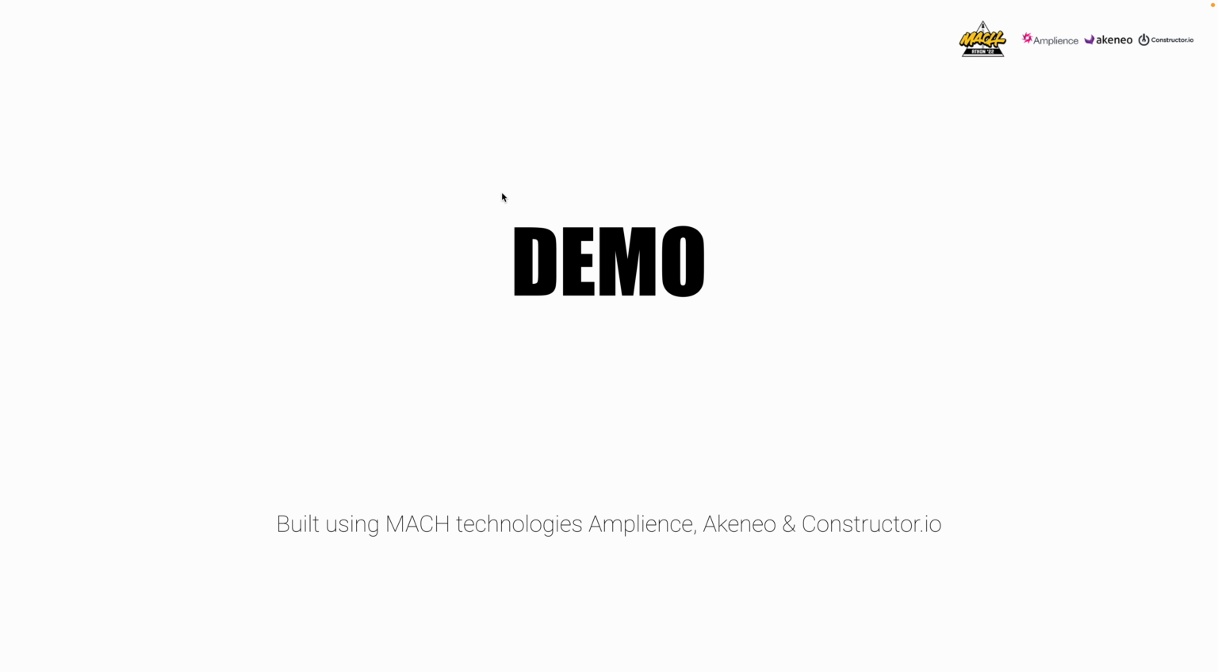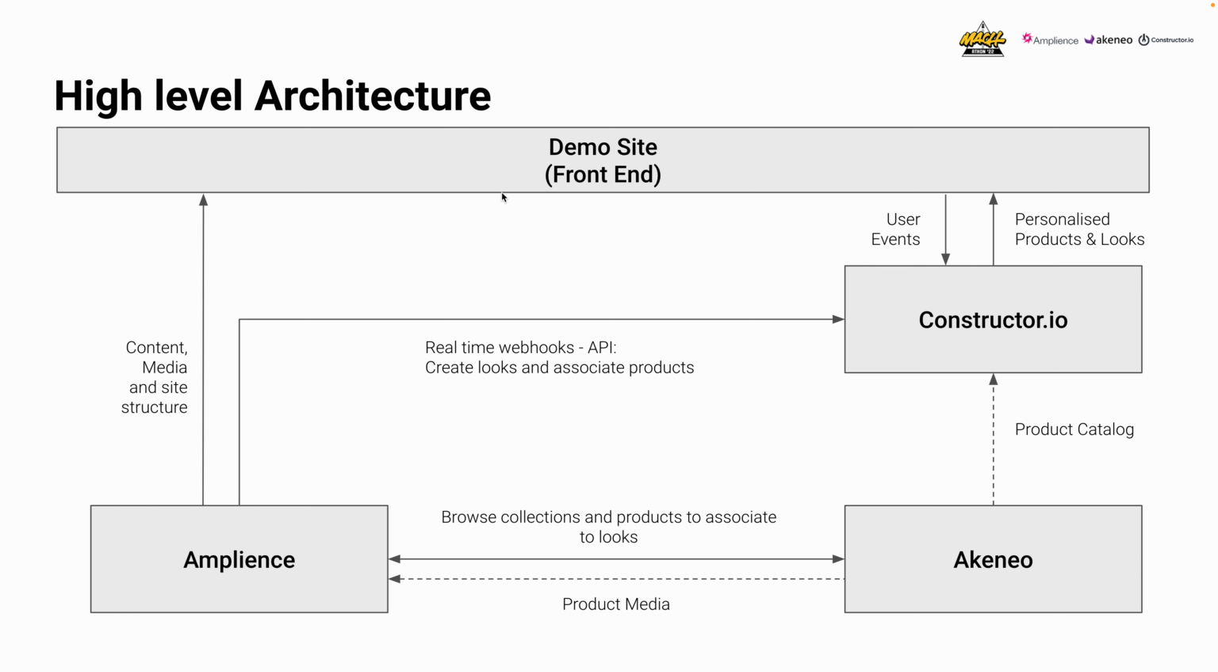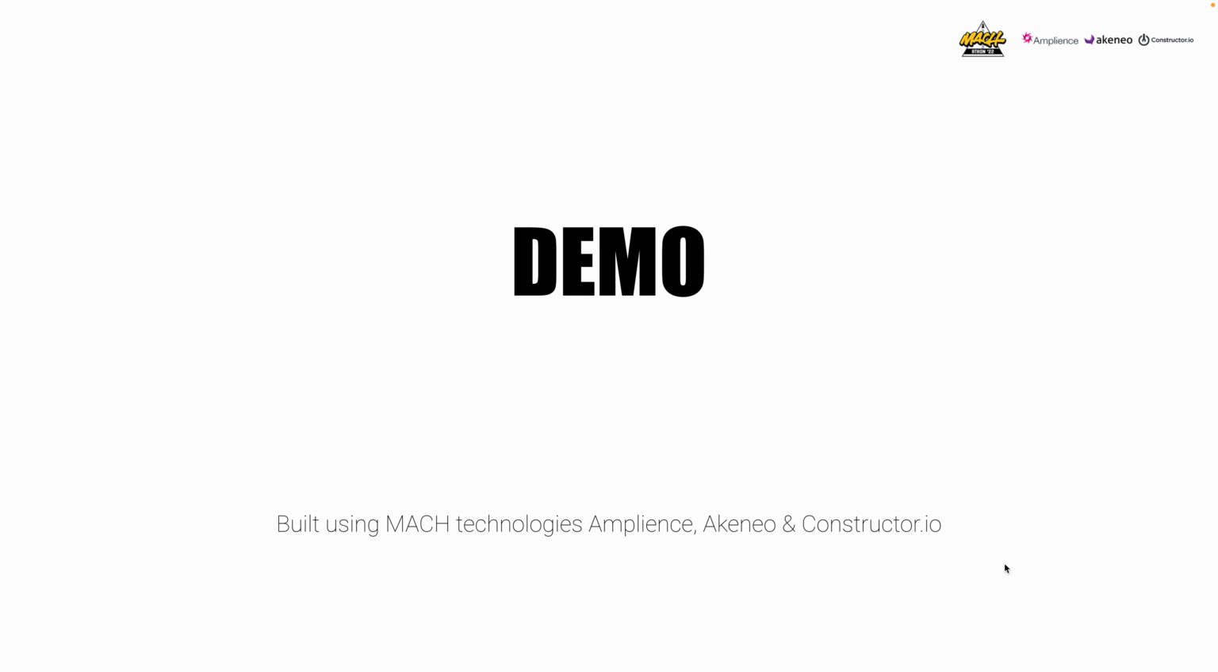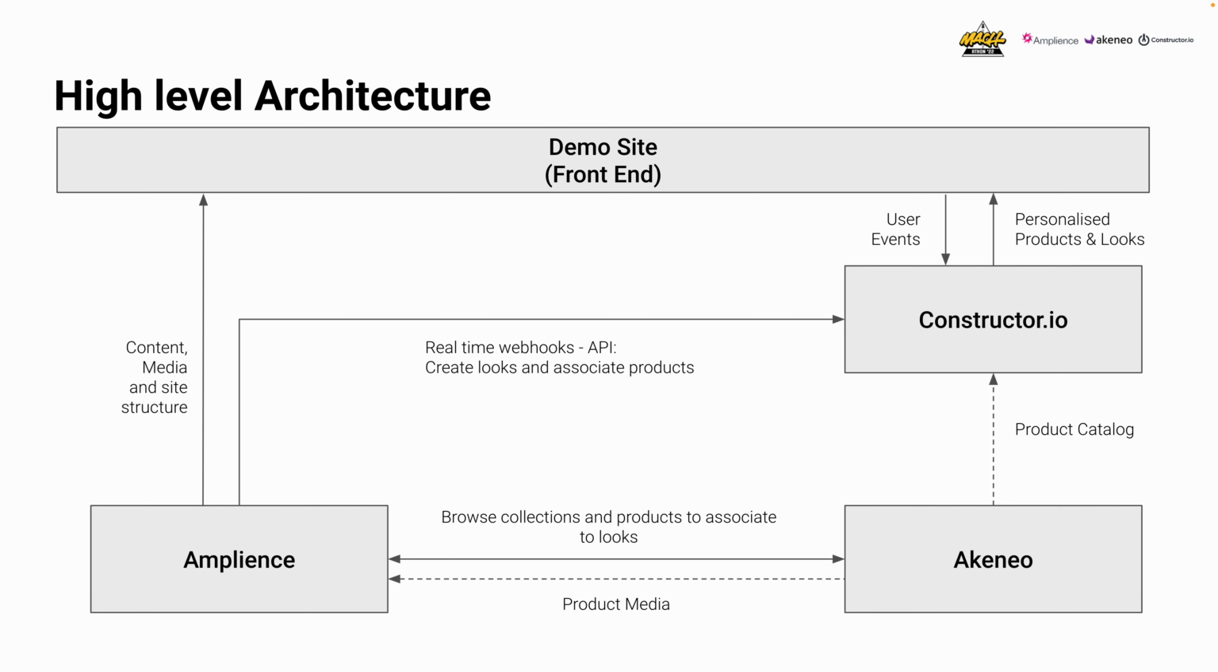So quickly before we end, let's go through how that is done. So Akeneo, like we say, is responsible for the product catalog. That is syndicated directly into Constructor.io. Likewise, Amplience is responsible for all the content, all the looks themselves, and it uses via API to browse the products and collections so they can be associated to the looks. The product media is also in Amplience because of the DAM and the dynamic media capabilities, but is referenced in the PIM.